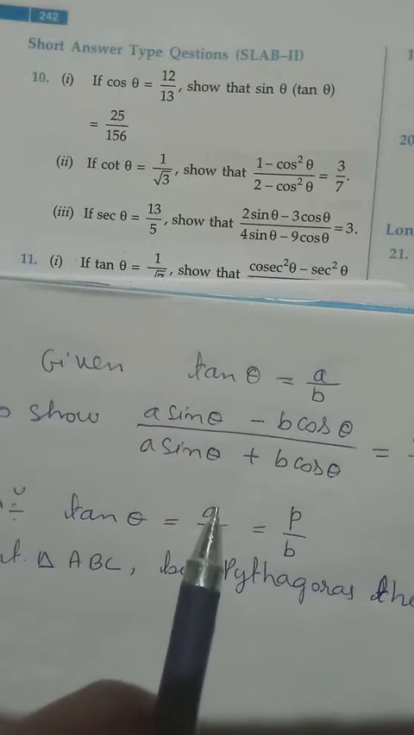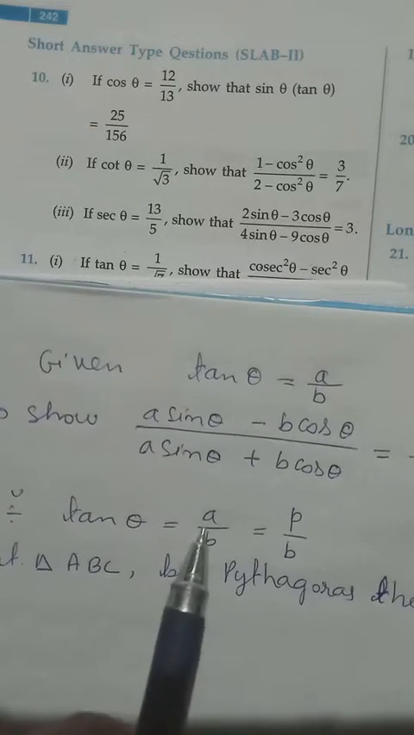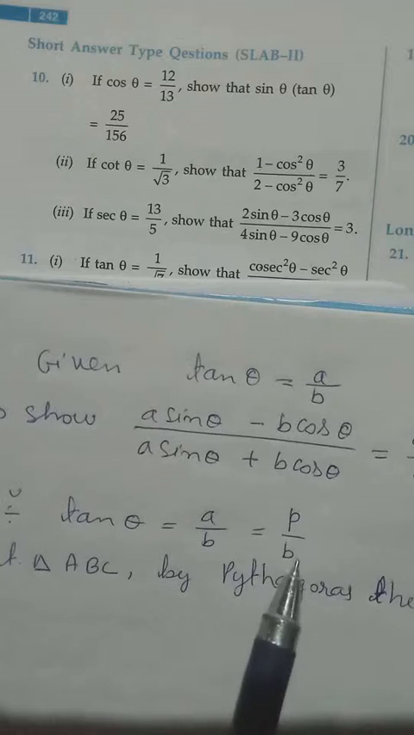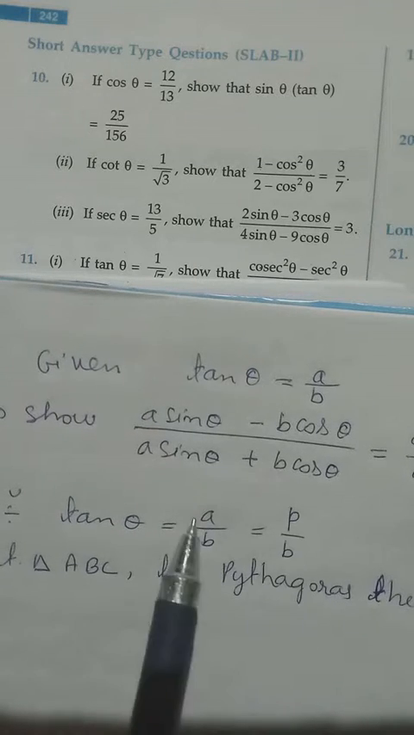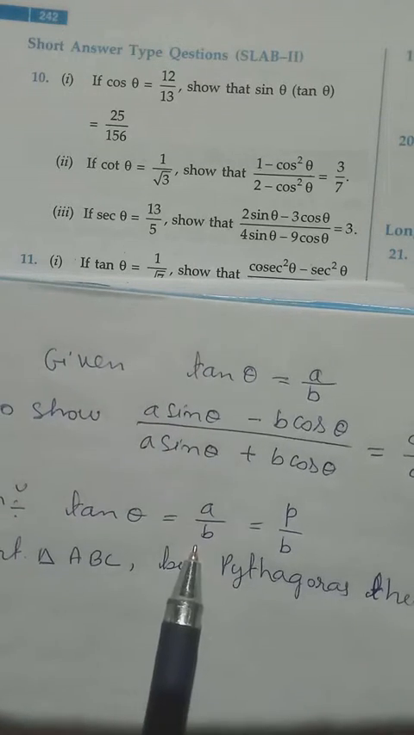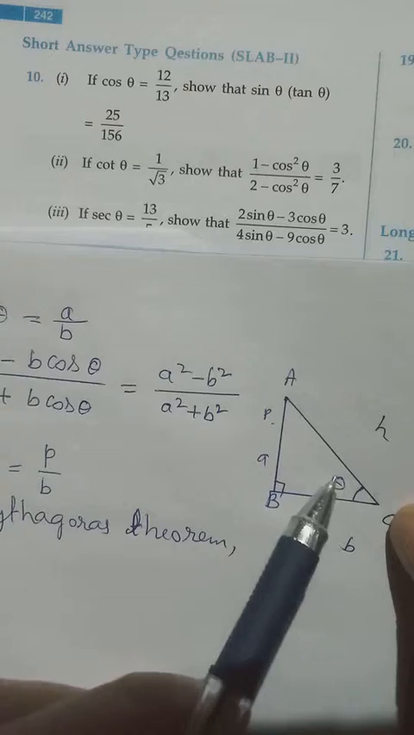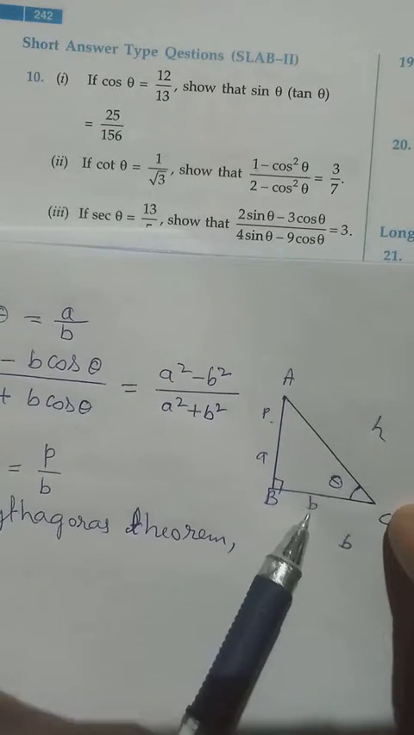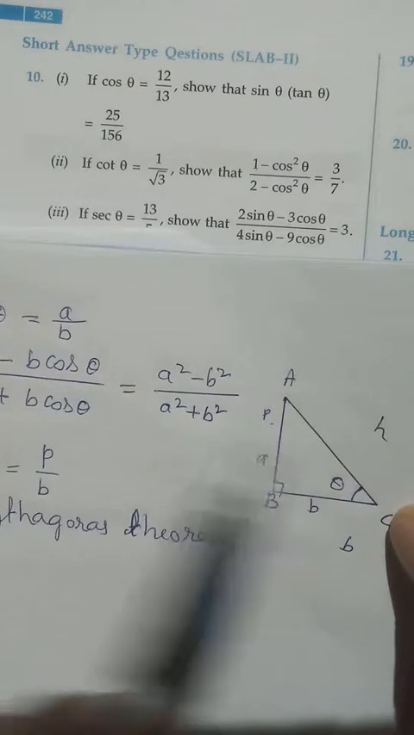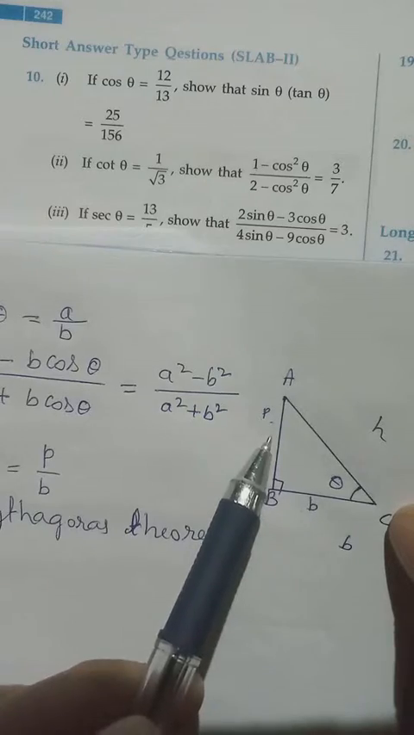Tan θ, we know, is a by b. So we know the definition of tan is P by B, which means that P is equal to a, B is equal to b. We need to find H. Let's use the Pythagoras theorem. If I put θ here, this one still remains the base, this one still remains the hypotenuse, and this one now will get a new name.